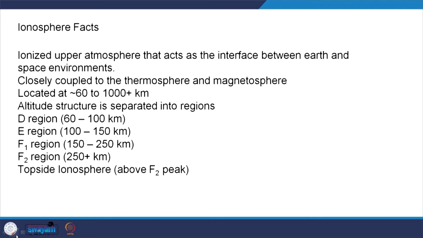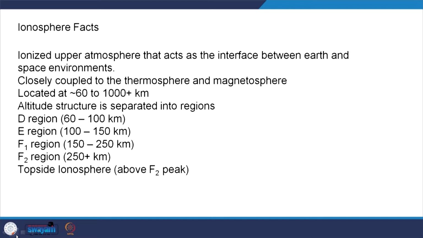So the ionosphere is the ionized upper atmosphere that acts as an interface between the Earth and the space environment. The ionosphere is also the layer which comes in between. So if you have energetic particles or solar winds trying to enter the Earth's atmosphere, the ionosphere is the layer which acts as an interface between the solar plasma and the Earth's atmosphere. And the ionosphere is closely coupled to the thermosphere and magnetosphere.